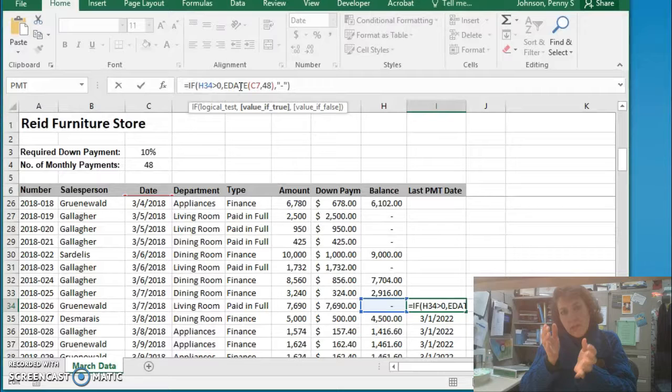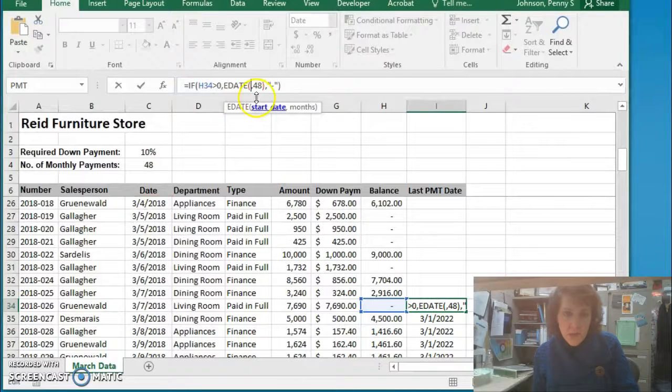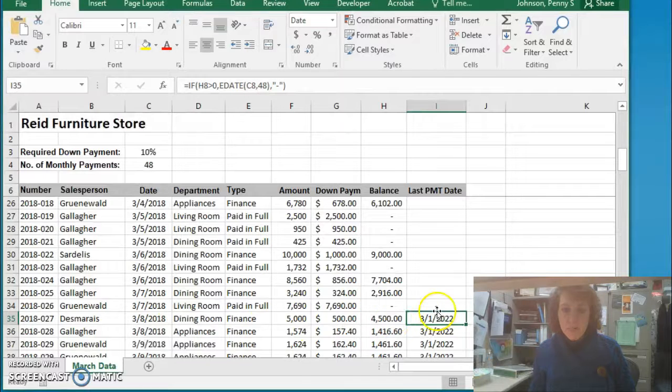The result of what happens when that test is true is that we need to figure out the last payment date, and in the instructions it tells us the loan lasts 4 years, so we're taking the start date of the loan times 48 months. Here you have C7, but the start date of the loan for this customer is C34. So we need to make both of those corrections. I'm going to press enter to have that accepted.